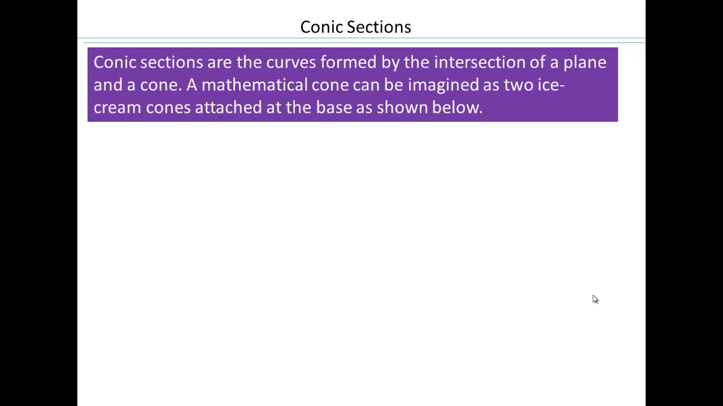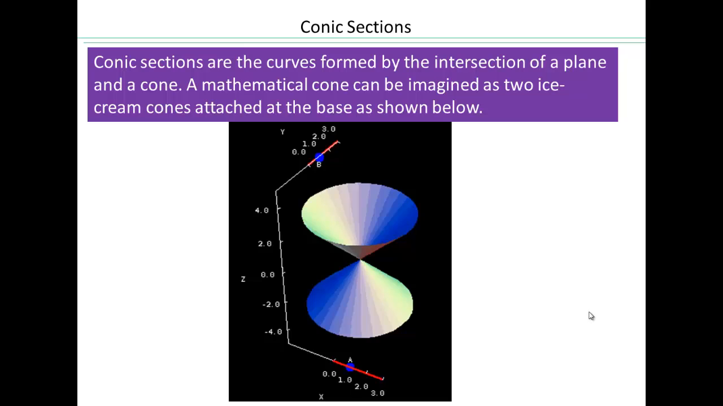Let's take a look at what conic sections are. Conic sections are curves that are formed by the intersection of a plane and a cone. A cone is exactly how you imagine it to be, like an ice cream cone, but in mathematics, a cone is something of this type, where you can imagine two ice cream cones on top of each other connected to that point. So if you take different cross sections of this, you end up with something called conic sections.